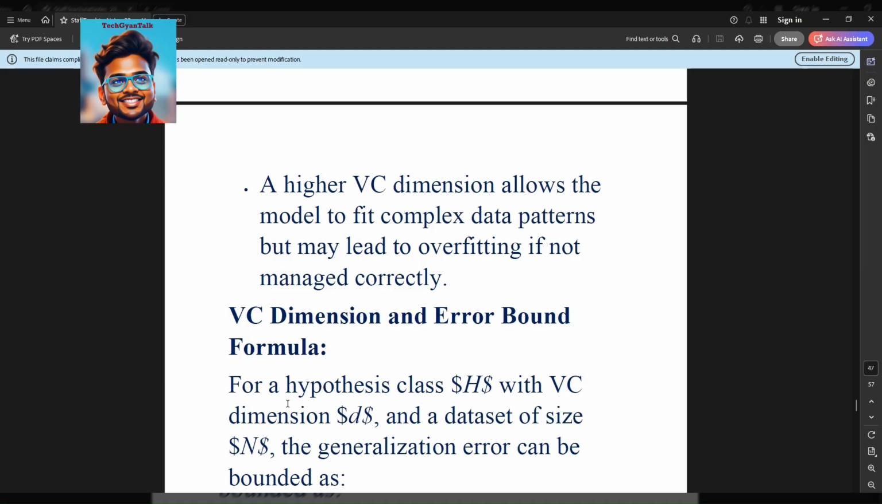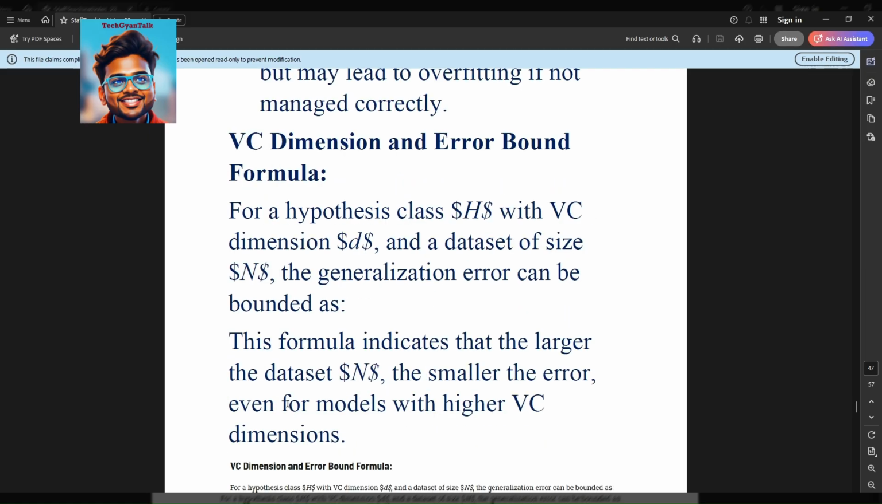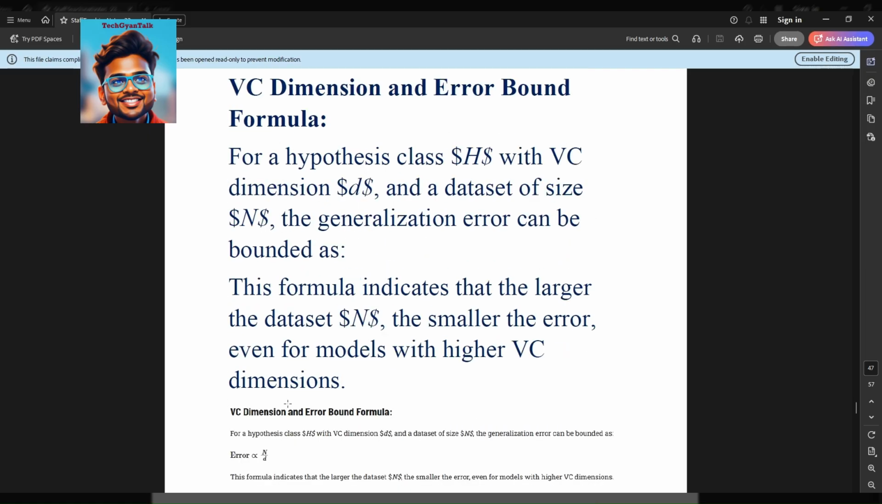The VC dimension and error bound formula for a hypothesis class $H$, with VC dimension $d$ and a dataset of size $n$.